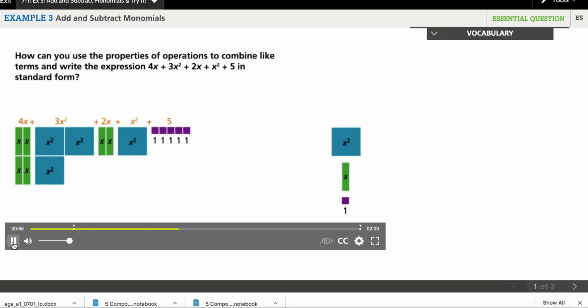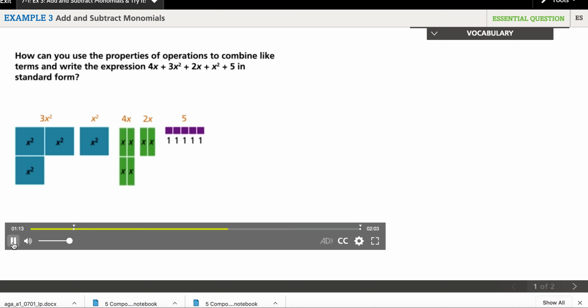Like terms have the same variables to the same exponents. In algebra tiles, these terms are modeled using the same tile. So, for example, you can combine x squared terms, but you cannot combine the x and x squared terms. Rearrange the tiles to group like terms together. There is a total of 4 x squared tiles, or 4x squared. There is a total of 6 x tiles, or 6x. There is a total of 5 ones tiles, or 5.